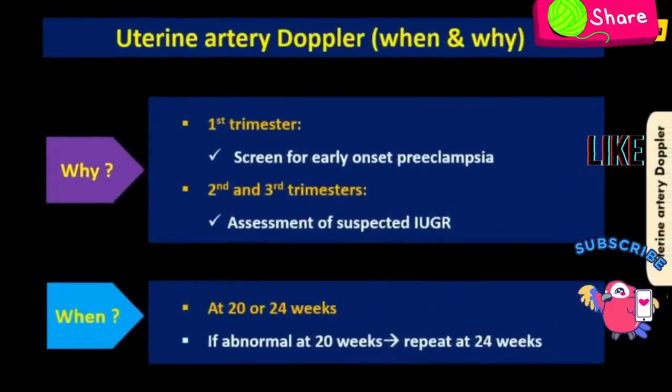Doppler ultrasound examination of the uterine artery is used in the first trimester to screen for early onset preeclampsia. In the second and third trimesters, it is used in the evaluation of suspected intrauterine growth restriction. Uterine artery Doppler can help distinguish placental causes of growth restriction from other causes. Typically, this screening test is done at 20 weeks of gestation, and if abnormal, it is repeated at 24 weeks of gestation.